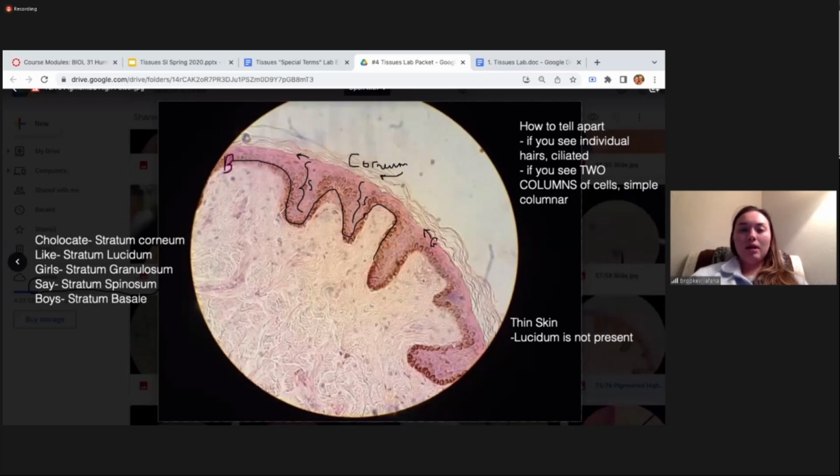So basale, bottom layer where all of those pigmented cells are. Spinosum would be kind of the pink. Granulosum is this line at the top. And then corneum are our little hair-like layer.